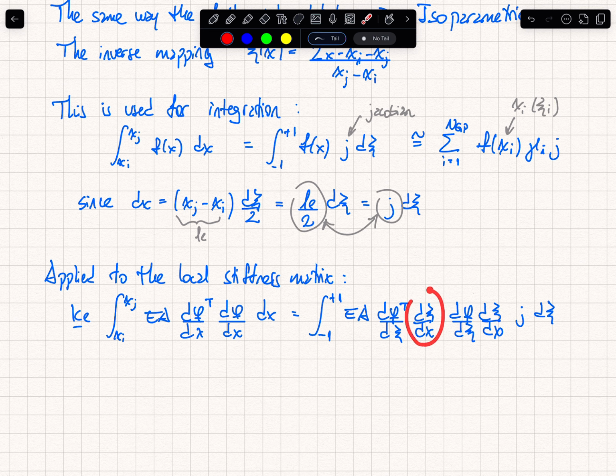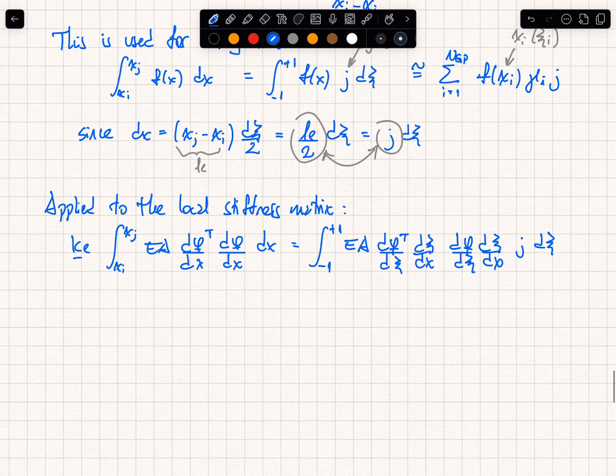But I want to ask you, what is this guy here? What is that? Oh, we see it already. It's one, or it's a half. Yeah, thank you so much. It's the inverse of the Jacobian, right? If dx dxc is equal to j, then dxc dx is 1 over the Jacobian.